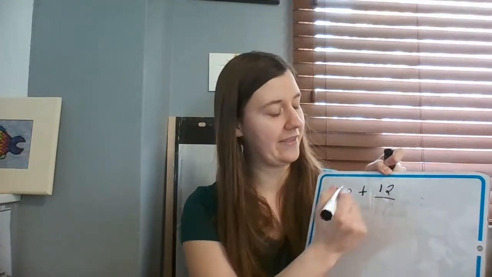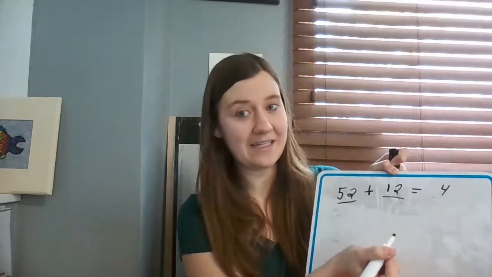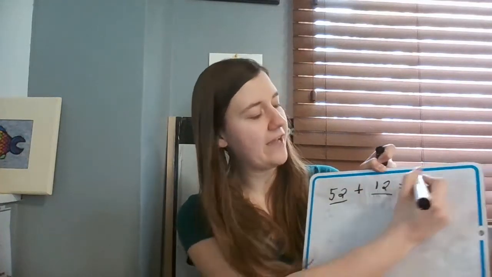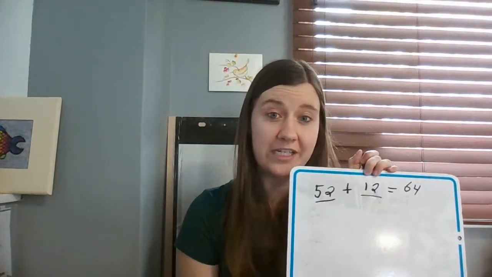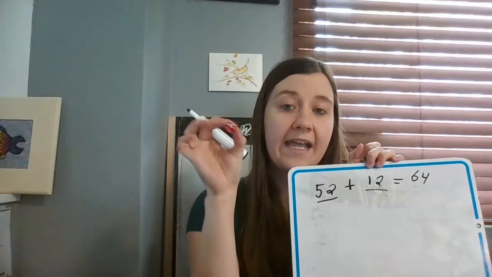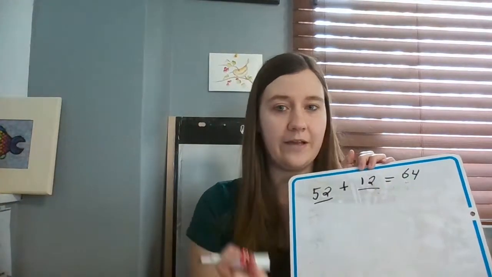You know how to add these. You add your ones together. So my 2 plus my 2 is 4. And my tens together, my 1 plus my 5 is 6. So I've made 64. I didn't have any worksheets. All I used was 1 die to make 2-digit numbers, a 52 and a 12.